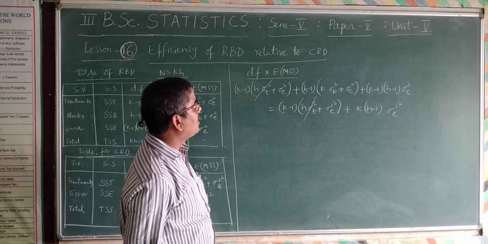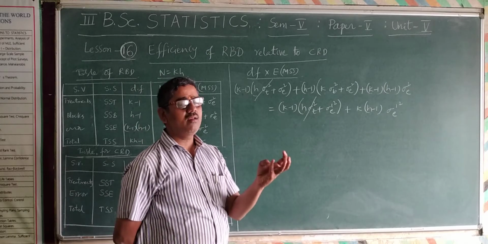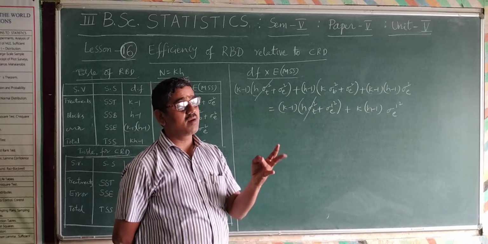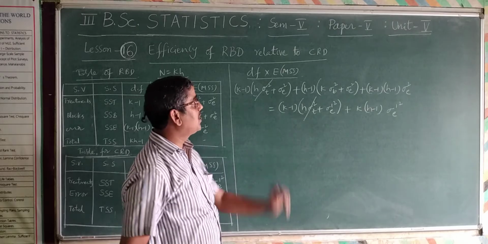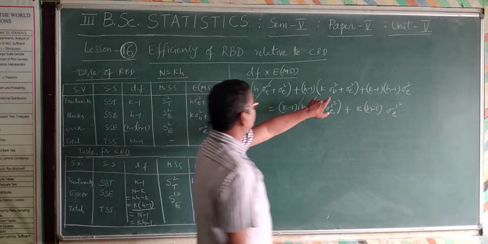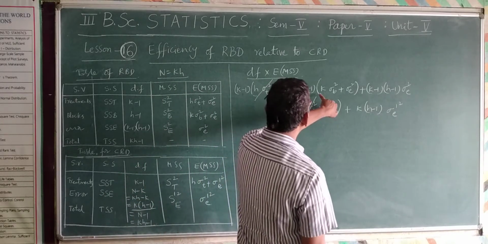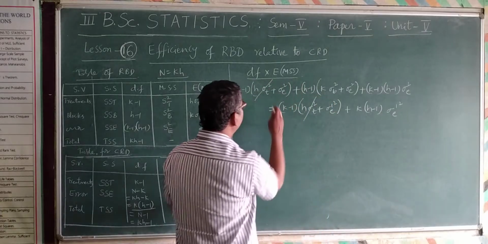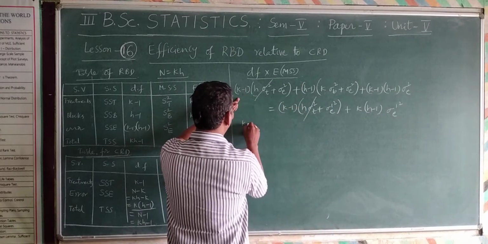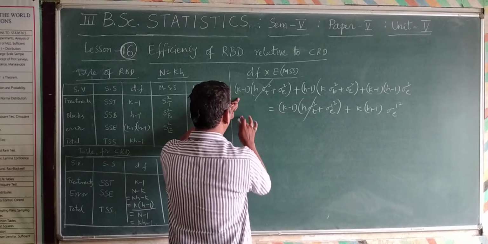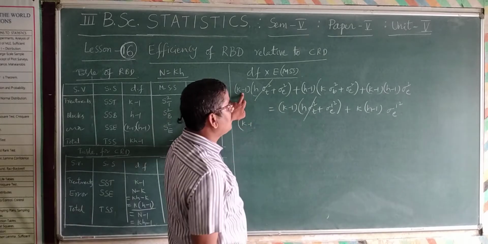Now you see the remaining terms are sigma square b, sigma square e, and sigma dash square e. What I am separating now, we will do these terms here. First of all, the sigma square e terms: h minus 1, and k minus 1 here. The first one is k minus 1.